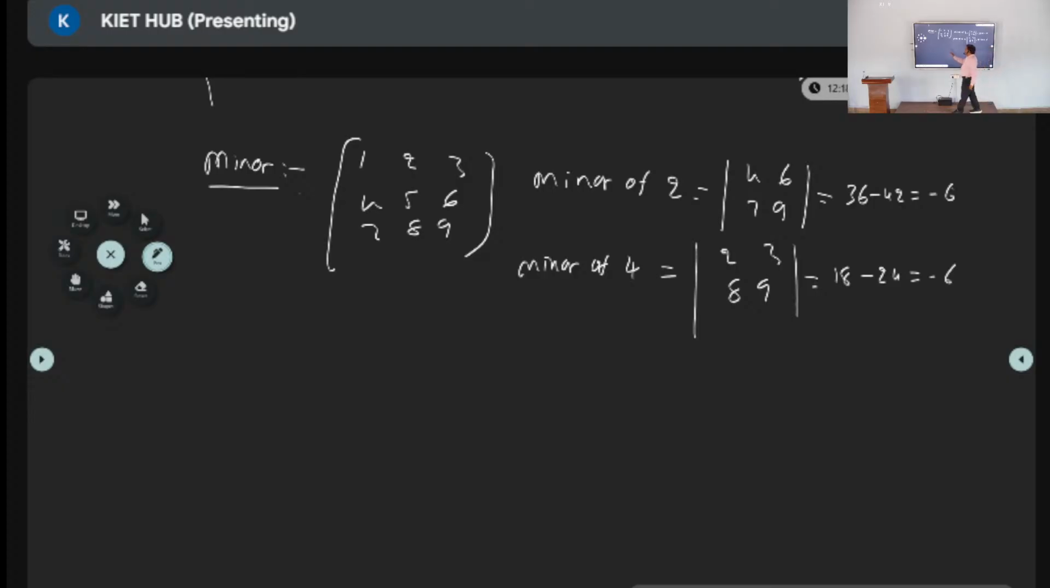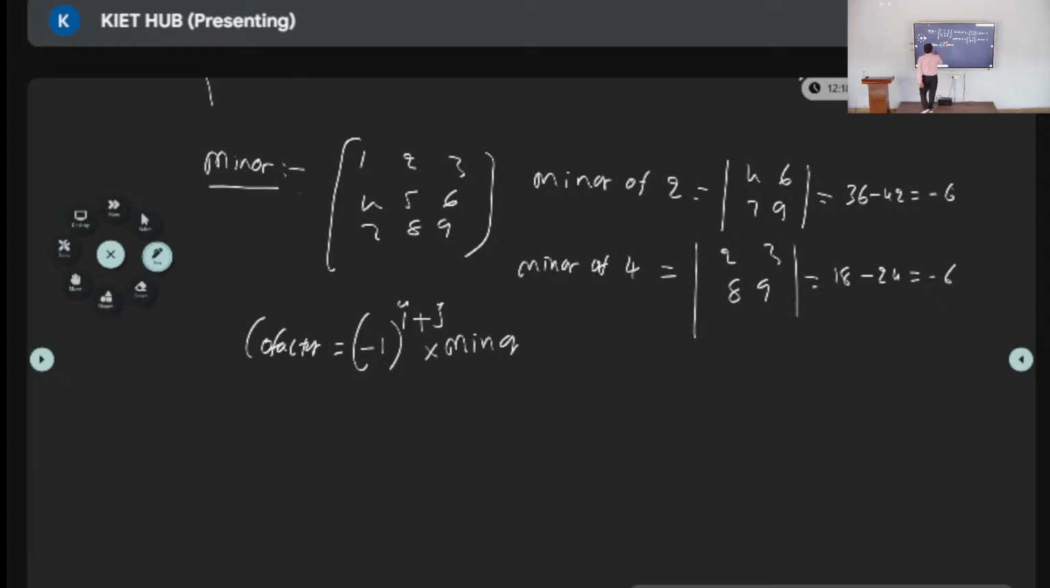Cofactor. What is the cofactor definition? How to calculate the cofactor? Minus 1 power of i plus j into the minor. What is the difference between minor and cofactor? Minus 1 power of i plus j into minor, that is the cofactor.